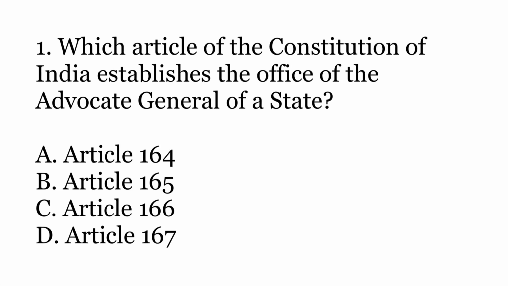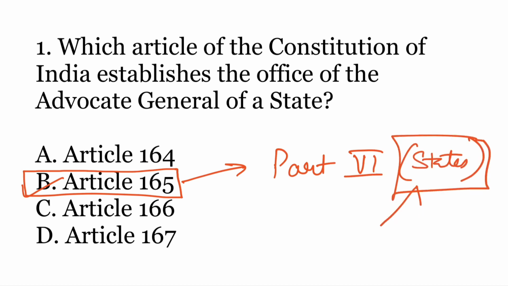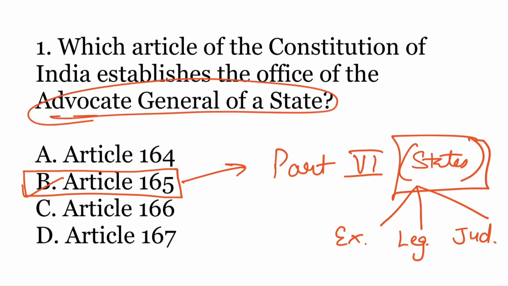The correct option is B. Article 165. So Article 165 of the Constitution, that is under Part 6 of the Constitution, that deals with states, and under this part it is divided into three: executive, legislature and judiciary. So since Advocate General of a state is a part of the state executive, it falls under Article 165 of the Constitution.